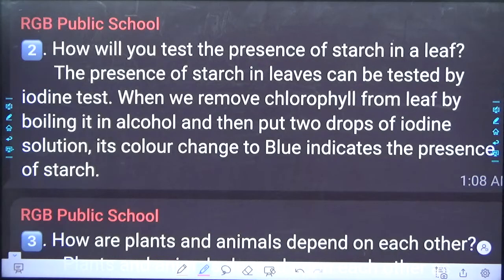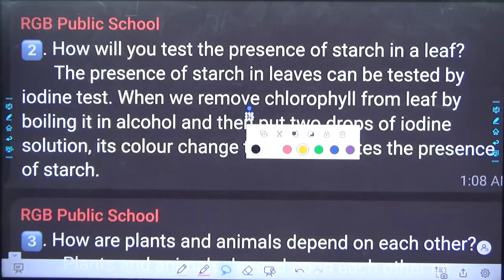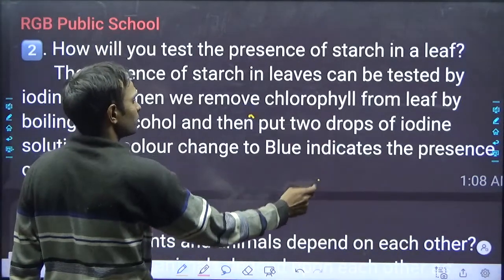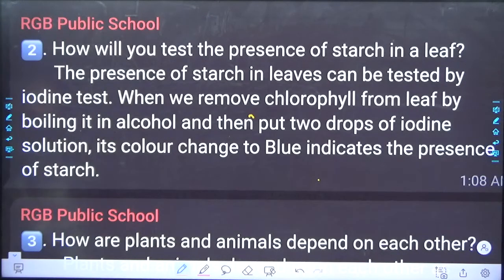When we remove chlorophyll from the leaf by boiling it in alcohol and then put 2 drops of iodine solution, its color changes to blue, which indicates the presence of starch.